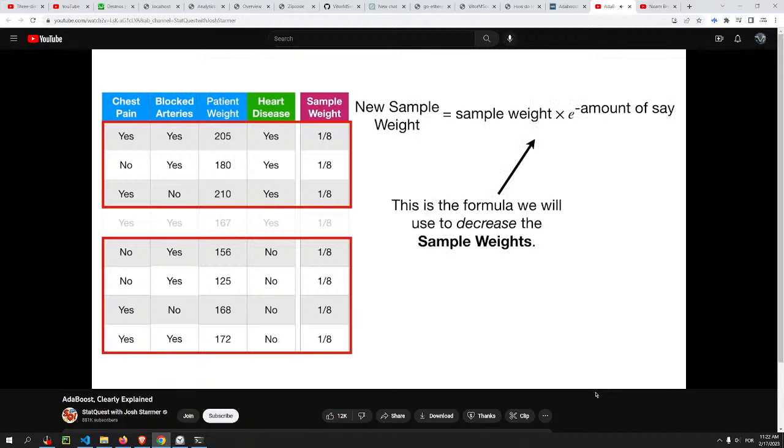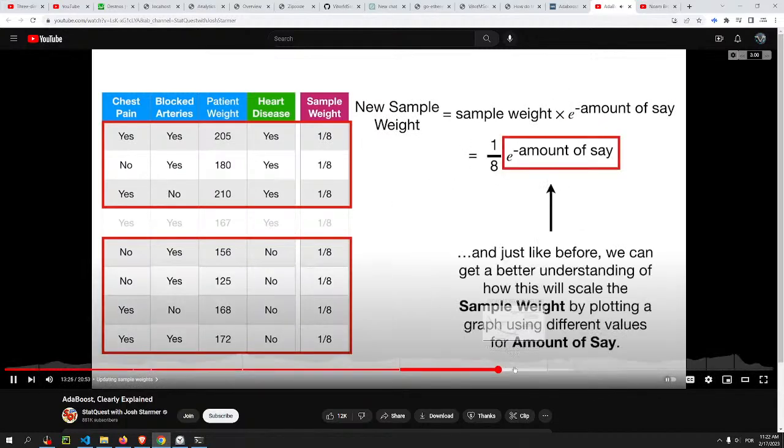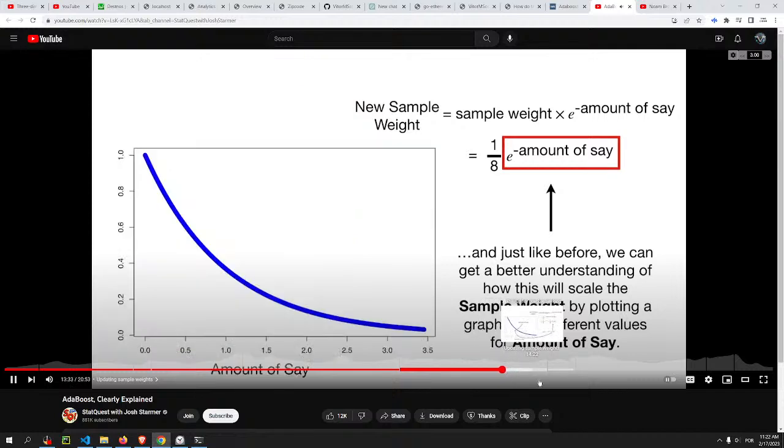Now we need to decrease the sample weights for all of the correctly classified samples. This is the formula we will use to decrease the sample weights. The big difference is the negative sign in front of amount of say. Just like before, we plug in the sample weight. And just like before, we can get a better understanding of how this will scale the sample weight by applying a graph using different values for amount of say.